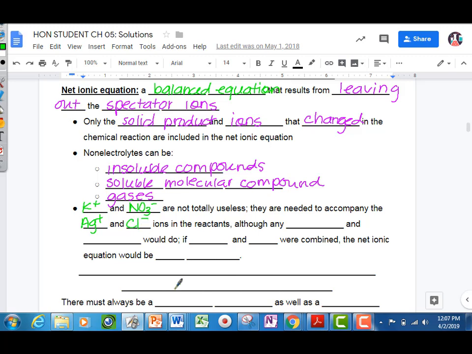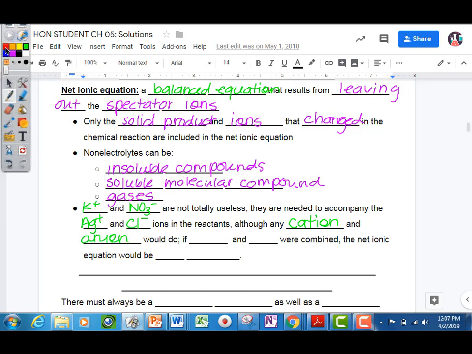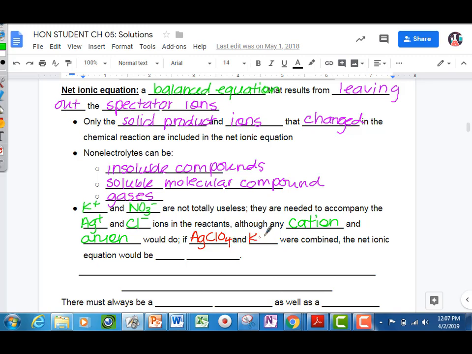Now, granted, any other set of ions could have done that. You can say any cation and anion would do. So for example, let's say AgClO4 and KCl were combined. Instead of having the nitrate, now I have a different ion here. My net ionic equation is going to be the same, and I'll show you about that.